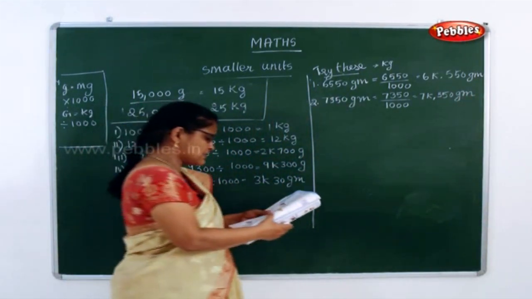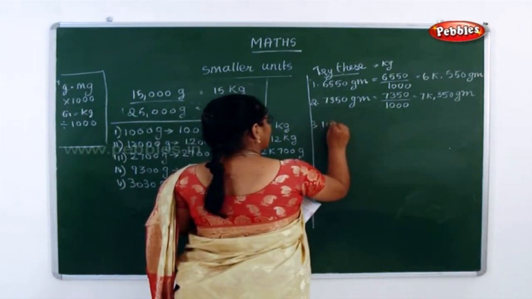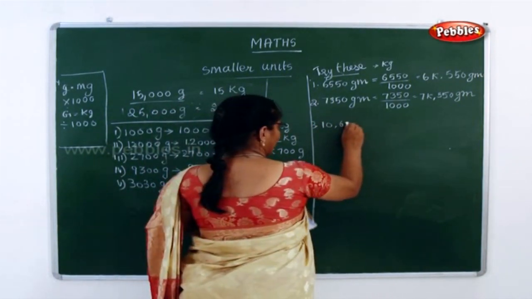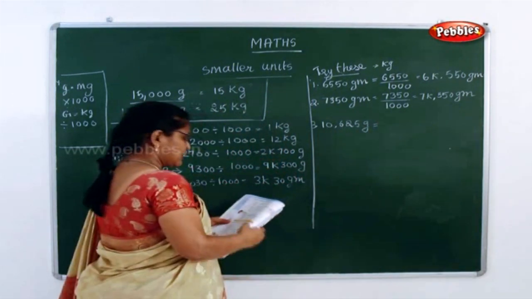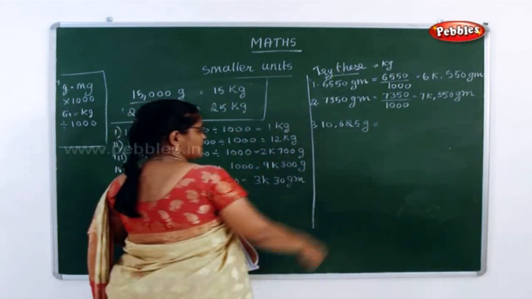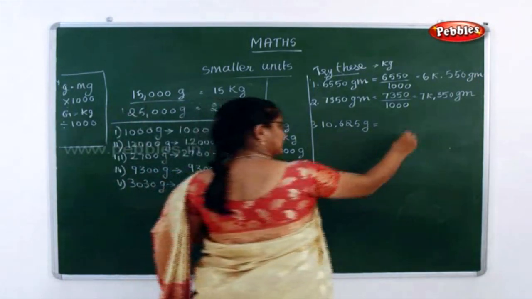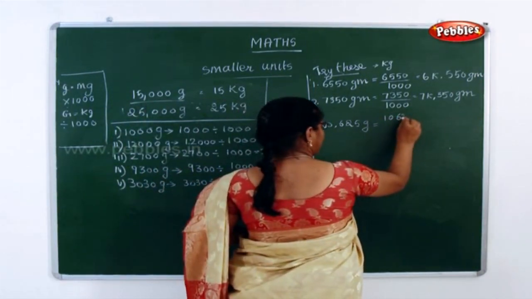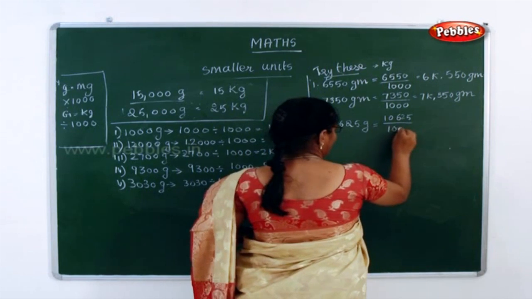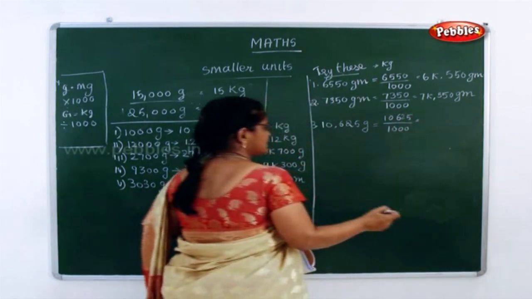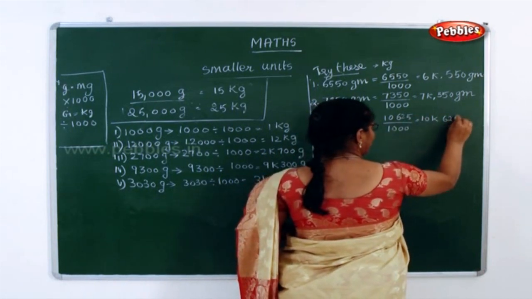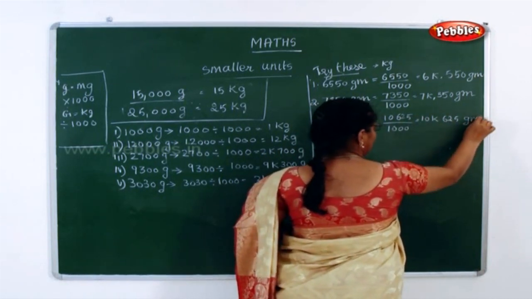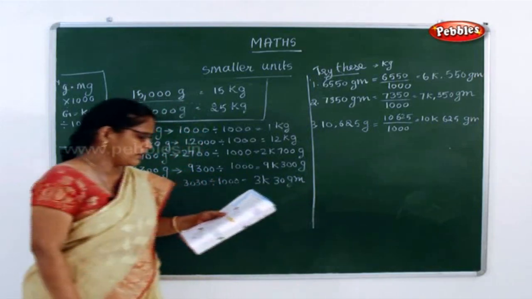Now next one is the third sum. They have given 10,625 grams. Now how will you convert this 10,625 grams? Same way, you have to divide it by 1000. Now what is the answer? You get 10 kilos and 625 grams.